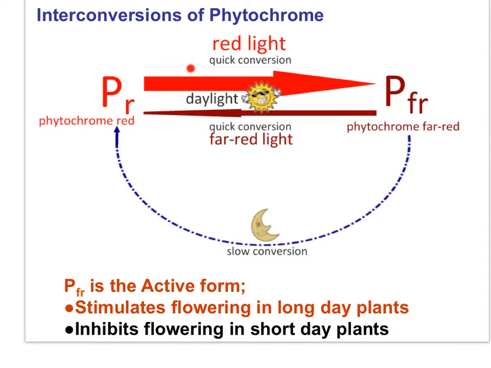If the day is long enough, then enough phytochrome far red is formed to stimulate flowering in long day plants. Flowering occurs in long day plants when the days are long and the nights are shorter. Now, if the days are short enough, then less phytochrome red is converted to phytochrome far red, so that far red no longer inhibits flowering in short day plants. Flowering occurs in short day plants when the days are short and the nights are longer.